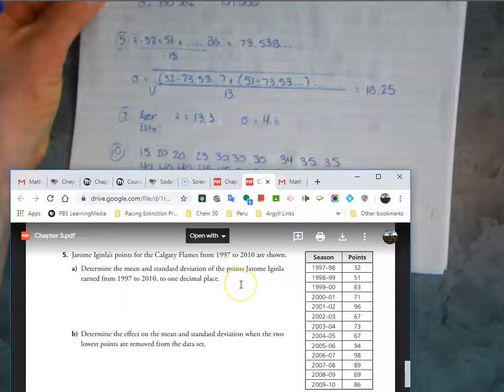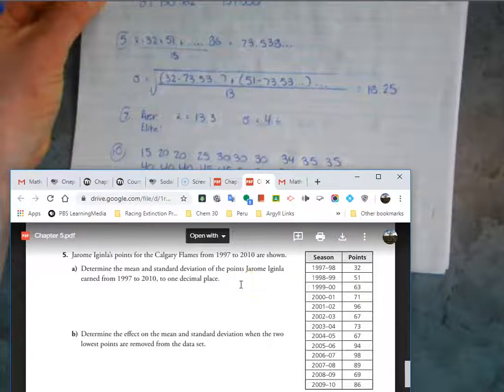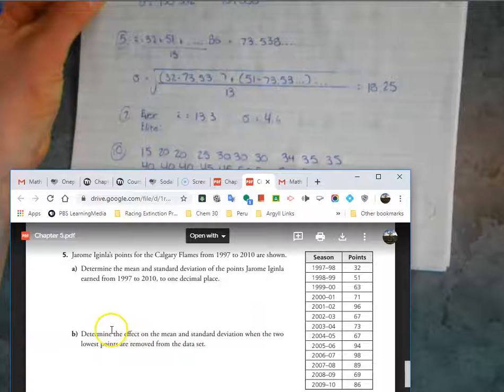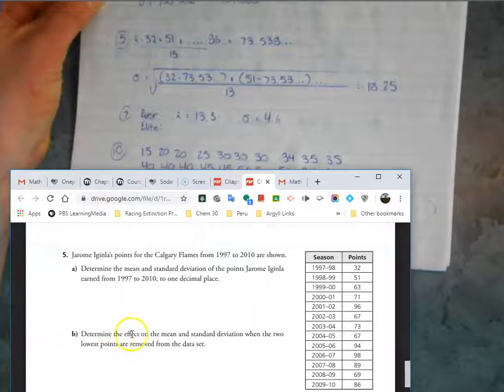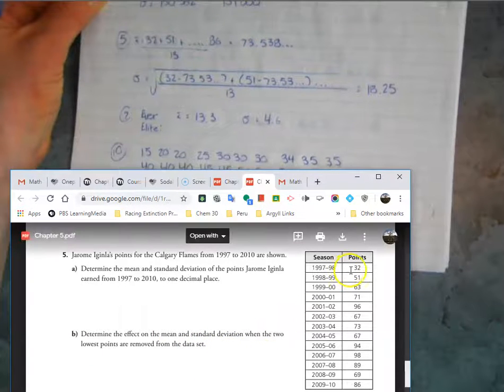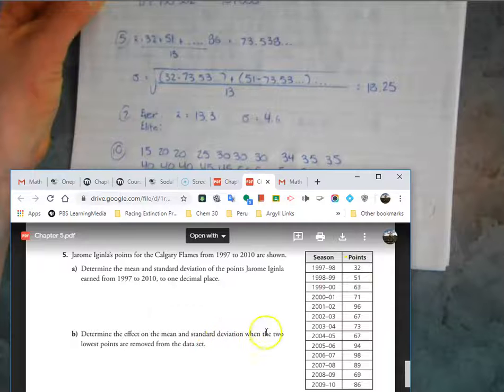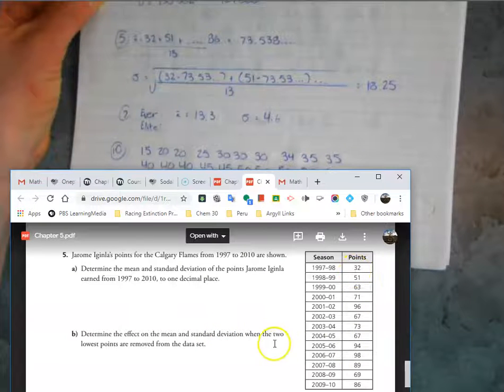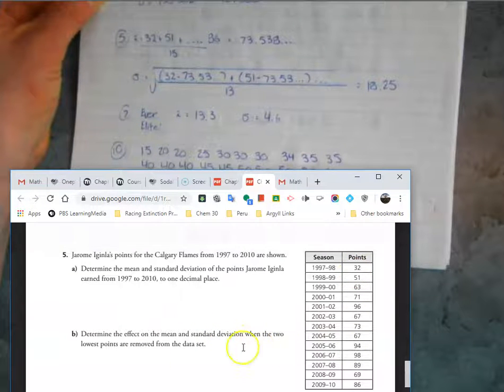That's pretty much what you're doing with question 5. Now part B says to determine the effect on the mean and standard deviation when the two lowest points are removed from the data set. I didn't want to go through and do all this math all over again, but all you would do is the exact same math, removing the two lowest points from the data set.